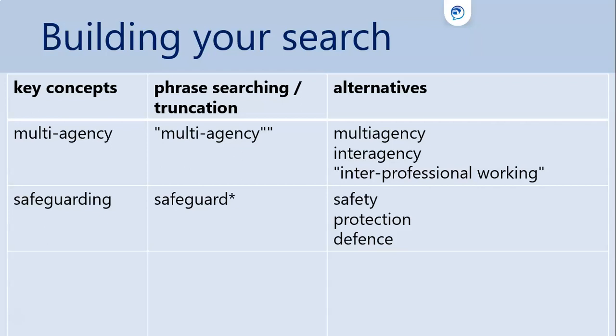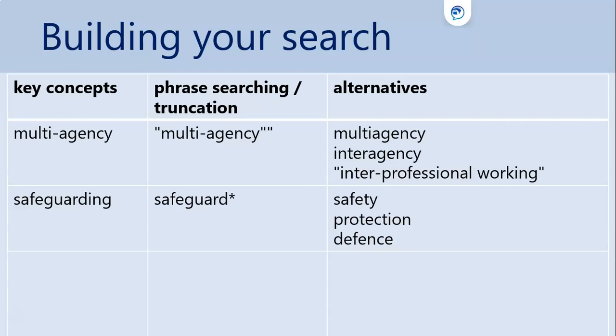Notice that I've put speech marks or quotation marks around the phrase multi-agency and interprofessional working. Speech marks or quotation marks are a powerful search tool that can be used on most search engines, including library search. It focuses the search engine to search for the phrase, the two or more words together, rather than the individual terms. This will make the search more specific and find more relevant results.